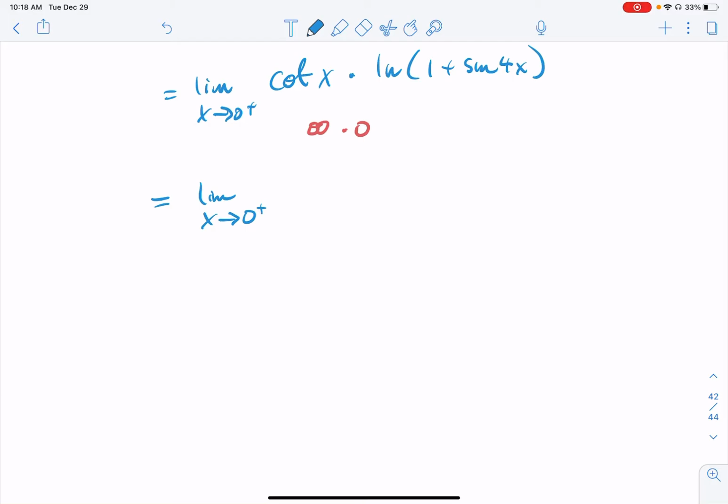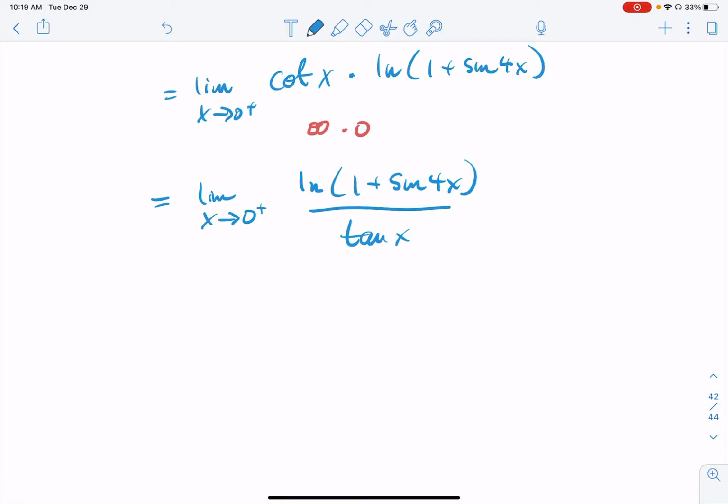It'll be fine. All right, so we're going to put natural log of 1 plus the sine of 4x over, no, that's incorrect, 1 over cotangent of x. You know, 1 over cotangent of x is equal to the tangent of x. So I am going to just rewrite that as tangent of x. Very convenient.